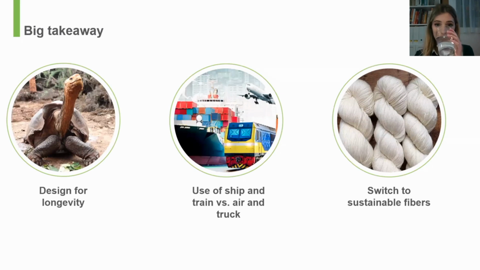So, to quickly recap what we've learned so far, in implementing these sustainable practices throughout your supply chains, the most impactful actions that you can take are: 1, create clothing that goes away from fast fashion. 2, use ship and train whenever possible. And 3, and often the easiest step, is to switch over to sustainable fibers.